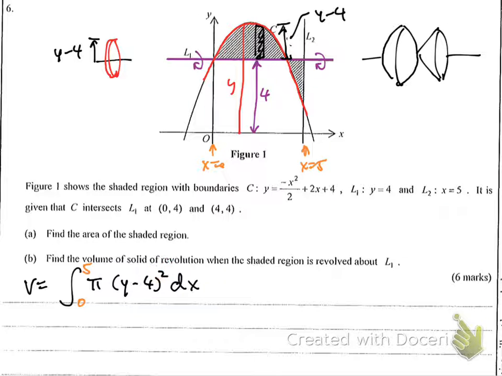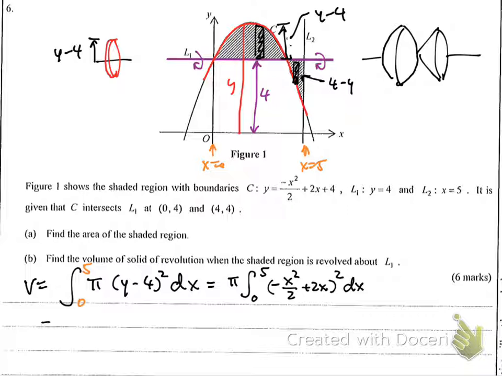So whether it is y minus 4 or 4 minus y, right? If you look carefully, this one should be 4 minus y. But anyway, we are taking the square, so it doesn't matter whether it is 4 minus y or y minus 4. It ends up the same squared. Alright, and that goes from 0 to 5. Y minus 4 will be minus x squared divided by 2 plus 2x. Take the square and then we integrate this one.